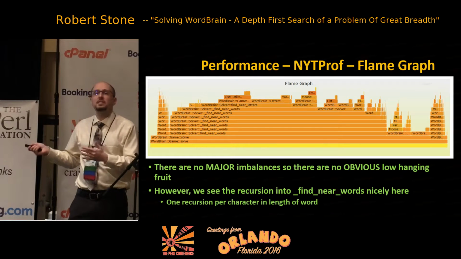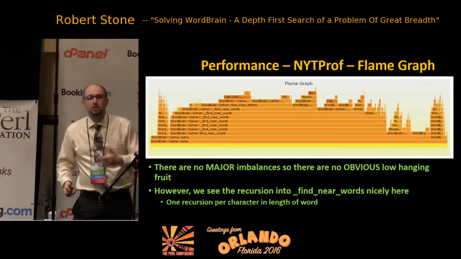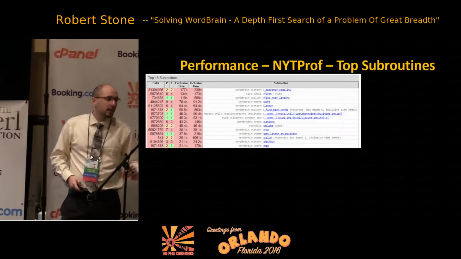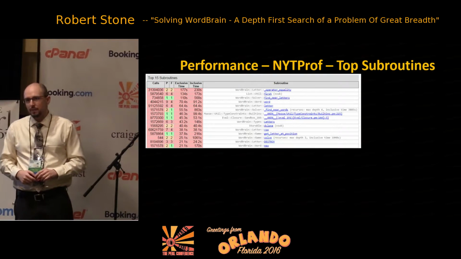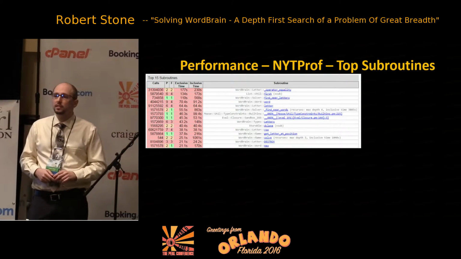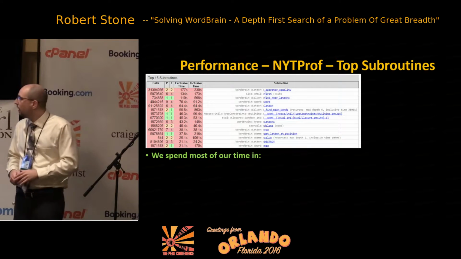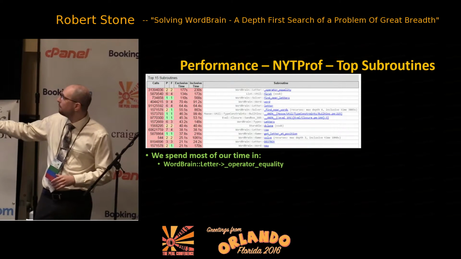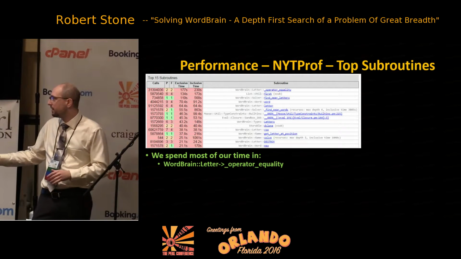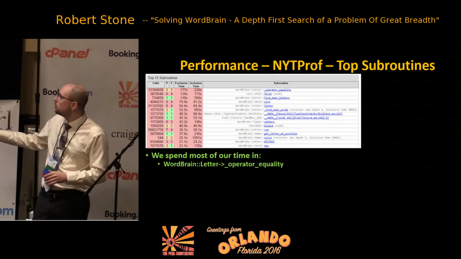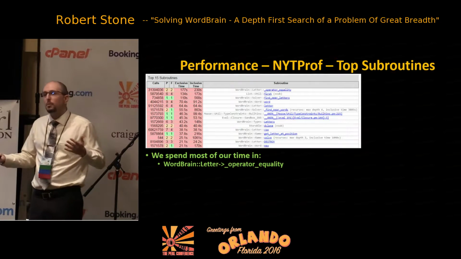So unfortunately, in this case, the flame graph didn't really help me. So the next thing I will typically look at are the top subroutines. Now these top subroutines will tell us where we spent most of the time in our code. First, it's telling us that operator equality, this specific method, is where we spent a huge amount of our time. So maybe we could optimize it.